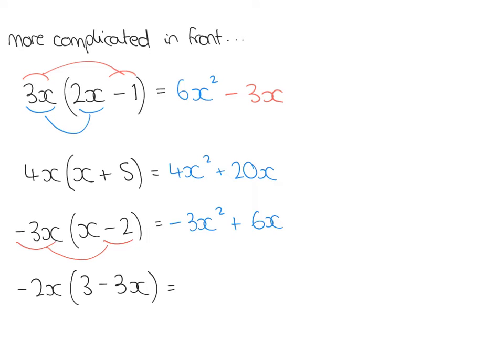And this last one here, minus 2x multiplied by 3, one positive, one negative, so negative answer, 3 lots of 2x, 6x. Then minus 2x multiplied by minus 3x, both negative, both got the same sign, so positive. x times x is x squared, and 2 times 3 is 6, so 6x squared.